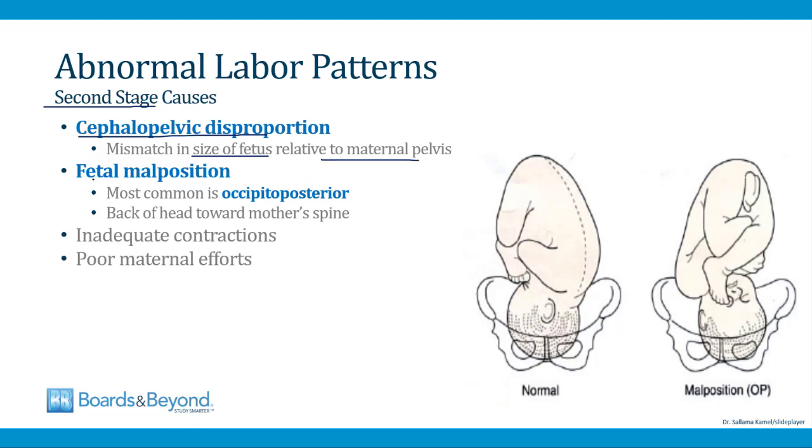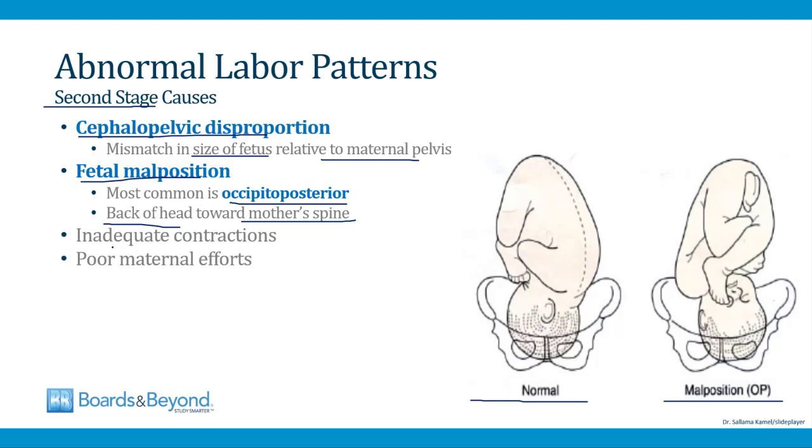You can also have an abnormal second stage if the fetus is malpositioned. The most common fetal malposition is occipito-posterior. That's what's shown in this image on the slide here. This is how the baby should normally be positioned in the pelvis, but if it is positioned this way, this is called the occipito-posterior position, and it's a form of malposition. Basically, the back of the head of the fetus is towards the mother's spine instead of towards the front of the pelvis.